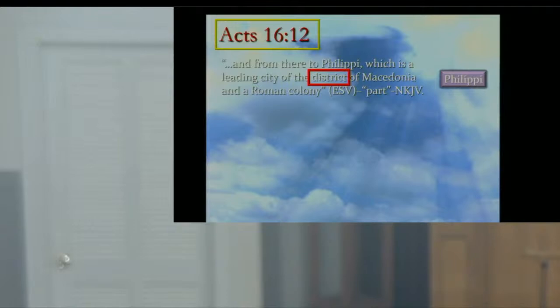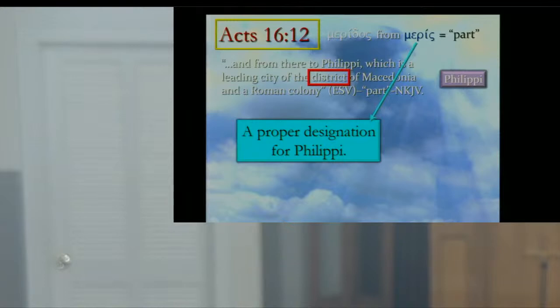What about Acts 16? You might want to look at these in your translation. This text indicates that there was a district of Macedonia and a Roman colony. English Standard Version has that. The New King James has, instead of district, part of Macedonia. But the terminology here is actually very, very specific. This is in Philippi. So, according to Luke, to use this term to refer to Philippi, what was discovered was he was absolutely right. That is the proper designation for Philippi at this point in history. Once again, Luke was right on the money.